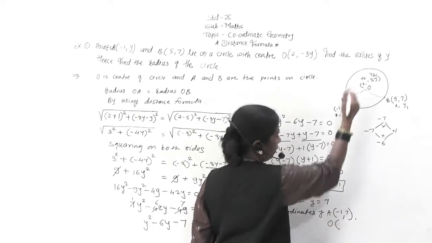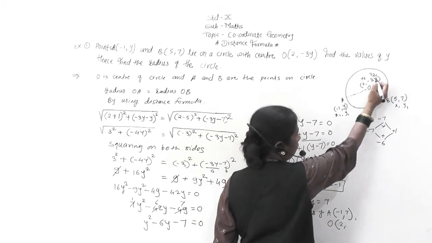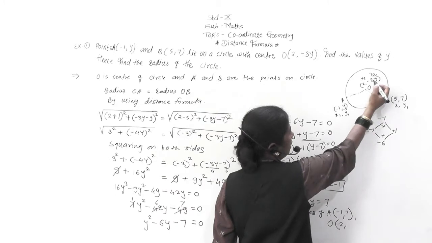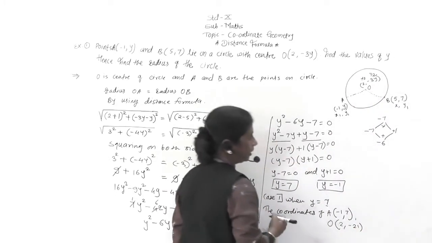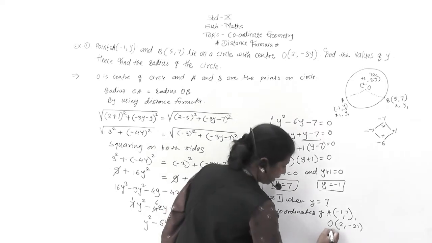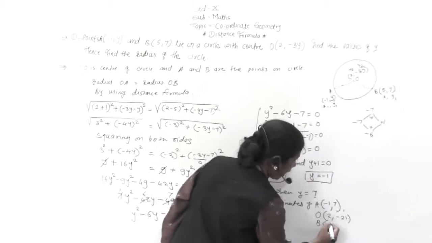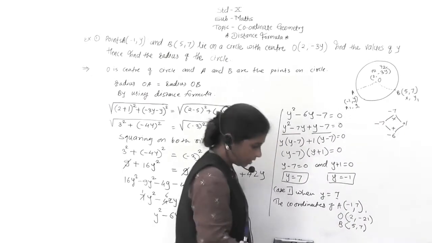Then what are the coordinates of O? O coordinates are 2 and −3y. So 3y, what is the y? 7. So −3 multiplied by 7, 7 threes are 21, so −21, right? And B, what are the coordinates of B? Also as it is, 5, 7. Right?